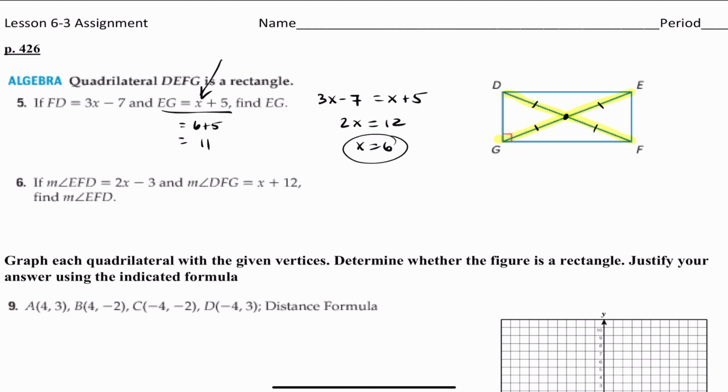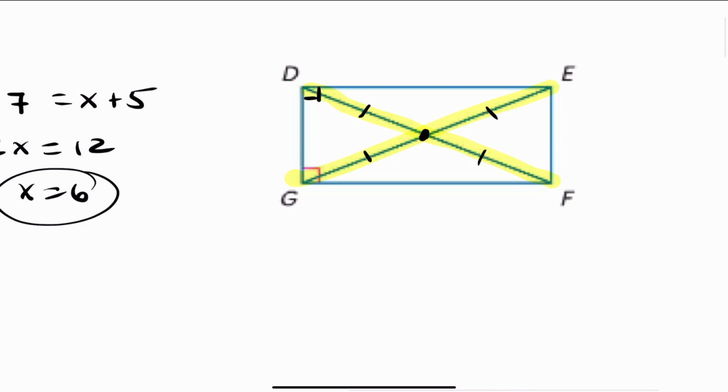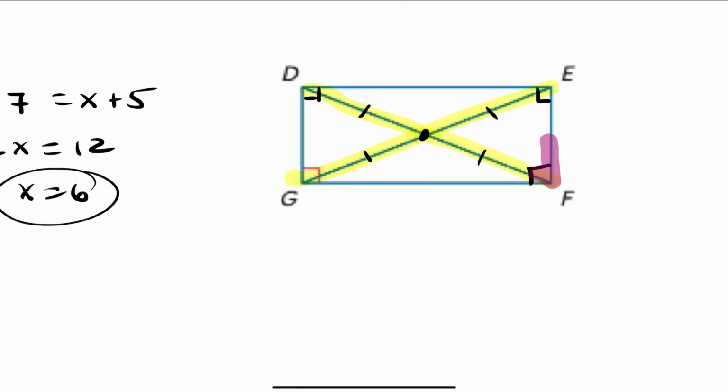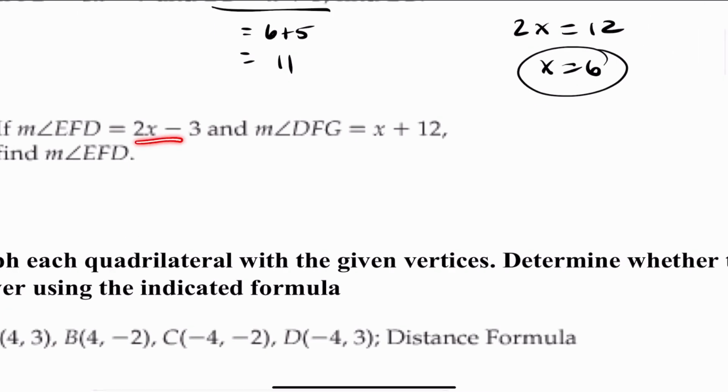EFD. Okay, so now we were dealing with this angle and we were dealing with this angle. And since this is a rectangle, each angle is 90 degrees. Once again, I'm going to use a different highlighter. We're dealing with this angle, and we are also dealing with this angle. And know that these two adjacent angles equal 90 degrees. So you want to basically take these two things, add them up, and set them equal to 90. So it's 2x minus 3 plus x plus 12 equals 90.